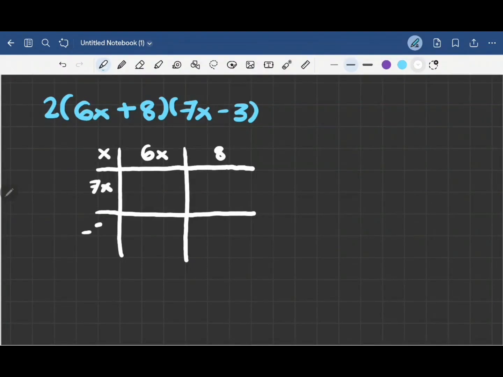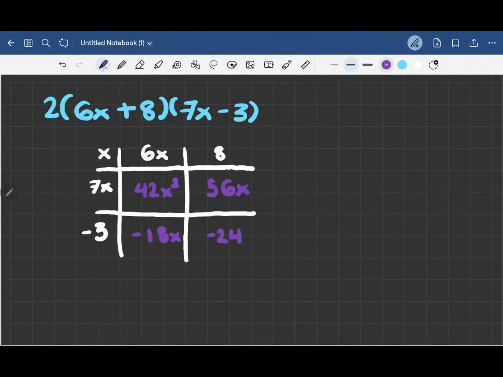Inside the square, you have to multiply 6x multiplied by 7x is 42x squared. 7x times 8 is 56x. 6x times negative 3 is negative 18x. 8 times negative 3 is negative 24.